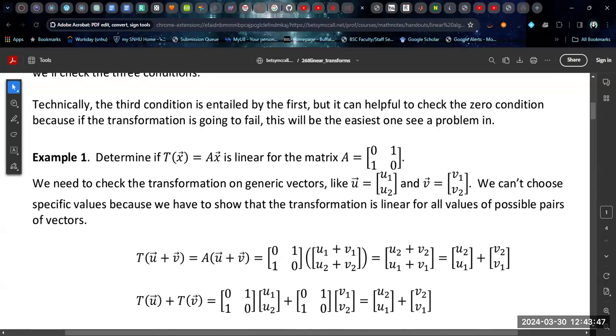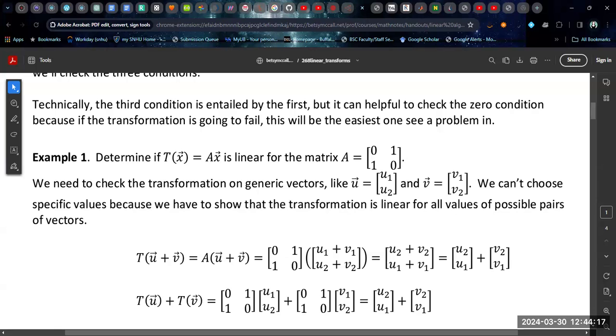Now, as was noted, the third condition technically is entailed by the other two conditions, particularly the first condition. But sometimes that's going to be the easiest one to check if the definition is going to fail. And so I usually include it in the list just because it is so useful for disproving if a matrix is a linear transformation or some other operation.